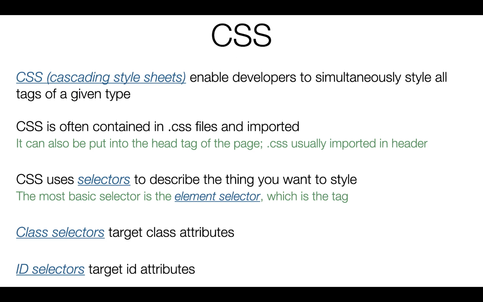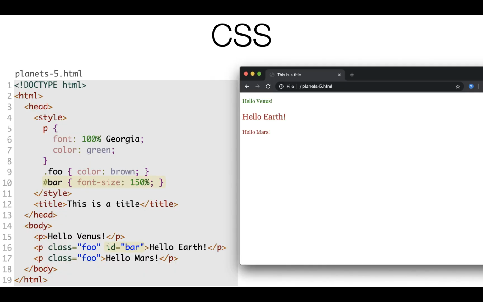The next specific is ID selectors. These are going to target ID attributes, and they're demarcated with this hashtag. So here I've gone into this p tag at the bottom, the middle one, Hello Earth, and I've said this is of ID bar. And up here in the style attribute, I say everything that is of ID bar, you should change its font size to be 150% of usual. When it's rendered, of course, it's a lot larger than it usually is.